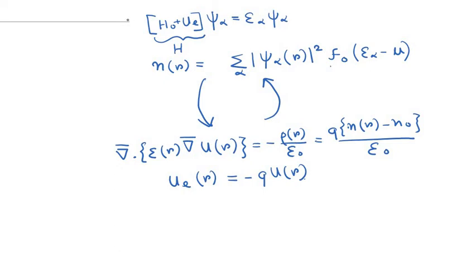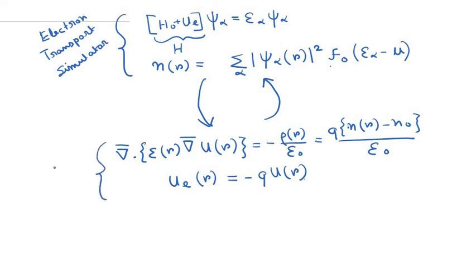So this part is the transport simulator, the electron transport simulator. Here we have applied Schrodinger's equation, so this is a quantum transport simulator. I would just write it as electron transport simulator. And this part is the Poisson solution.